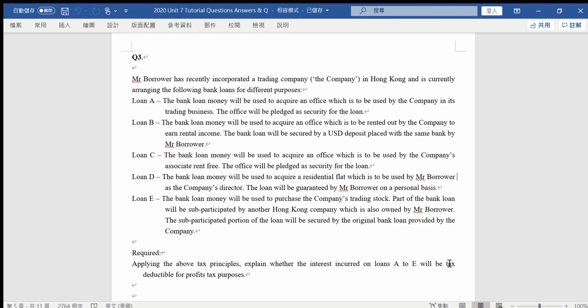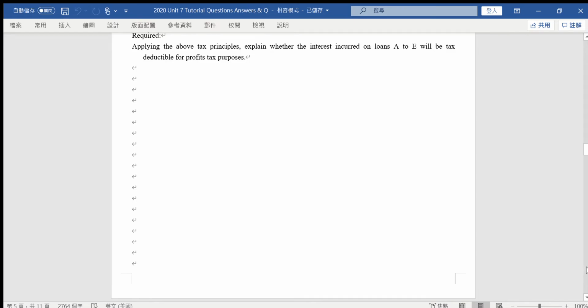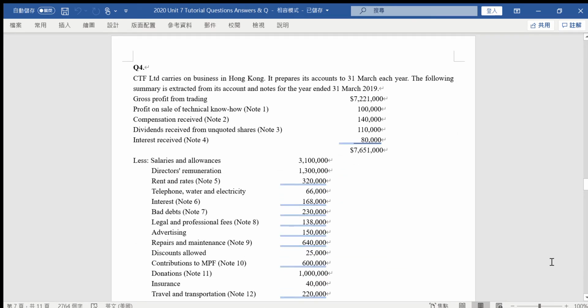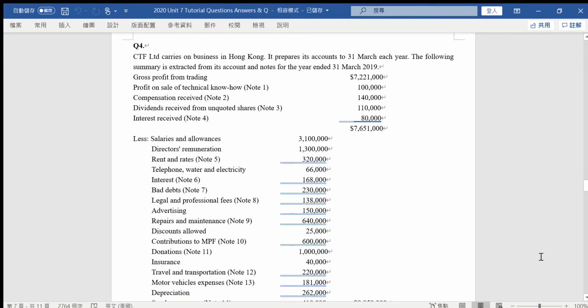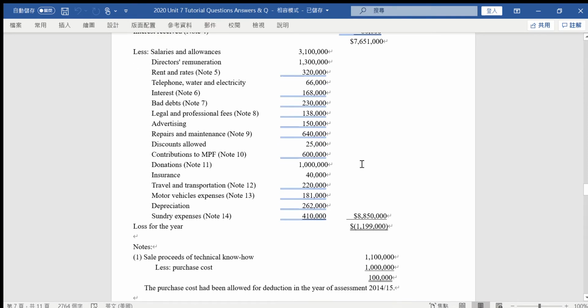Okay. Now we look at question 4. Okay, question 4 gives you a CTF company, and that company carries on business in Hong Kong. That's why no matter how, this company will be subject to Hong Kong property tax, but we need to look at each item of the company. Okay, by looking at that, there is the income statement of the company being prepared.